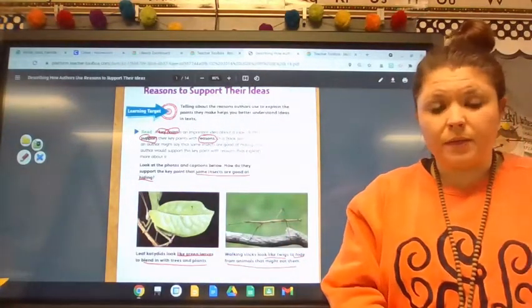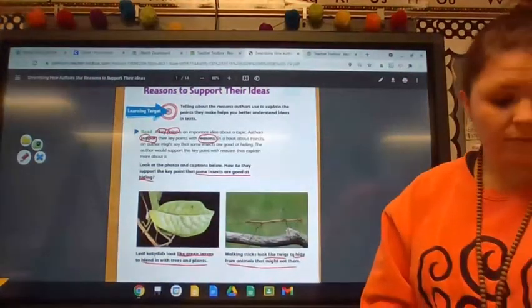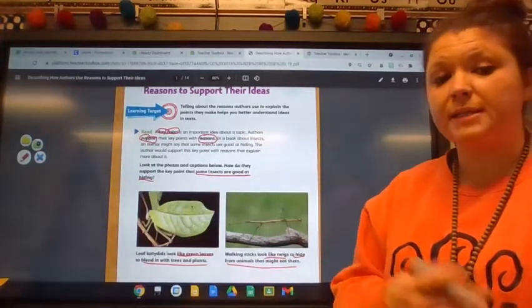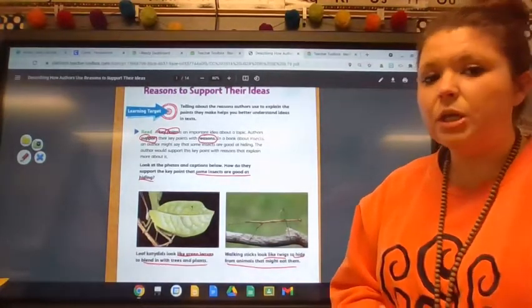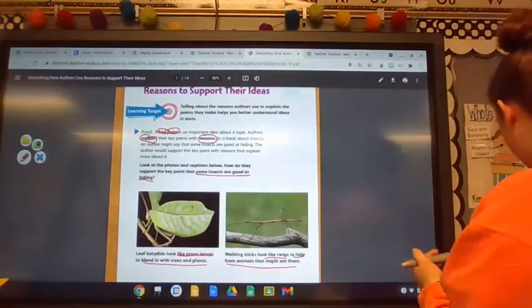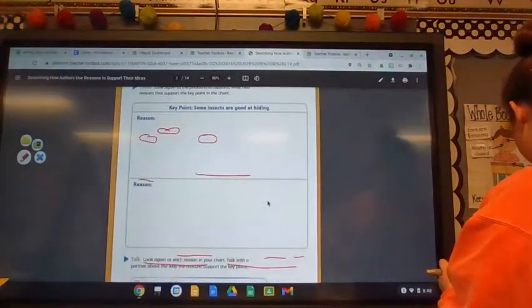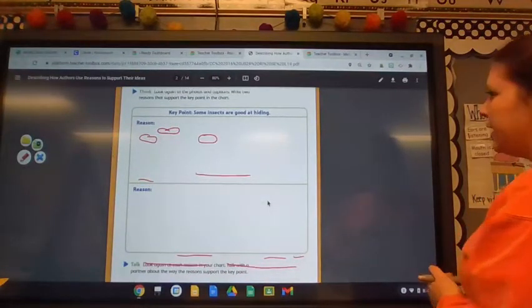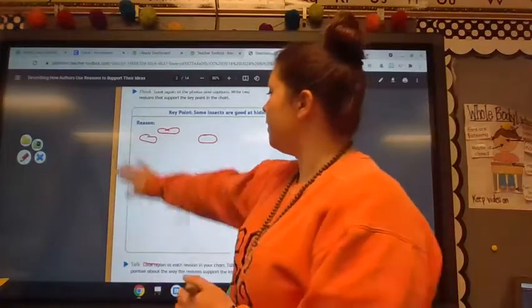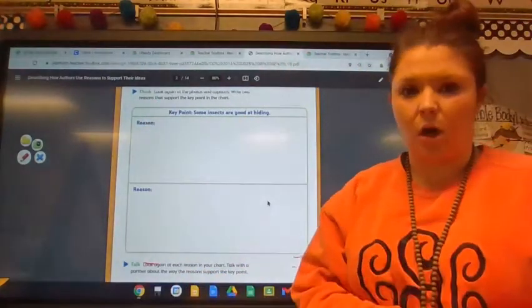Now what we're going to do is organize those ideas that we just talked about to help us better understand what's happening. So we're going to turn the page, and we're going to look at page 311 here. 311. So we're going to think back to the photographs and the captions that we just saw.